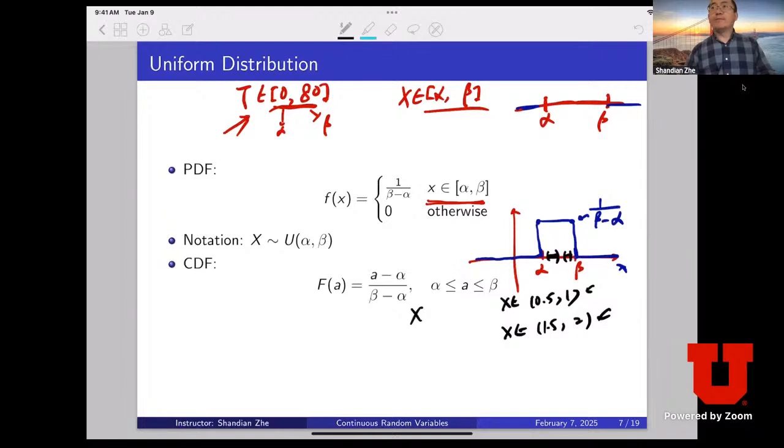Any questions so far? Yeah, let's take a 5 minute break, and we're going to do some calculus practice to derive the CDF for uniform distribution.